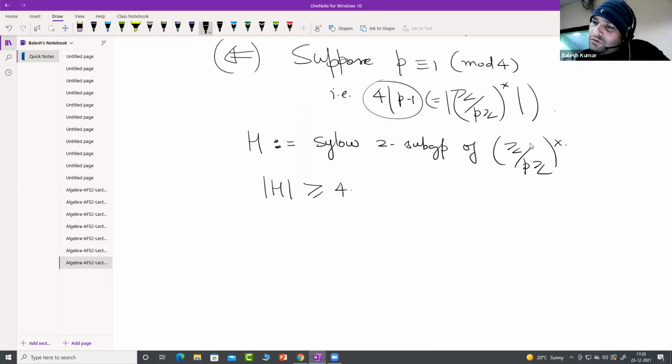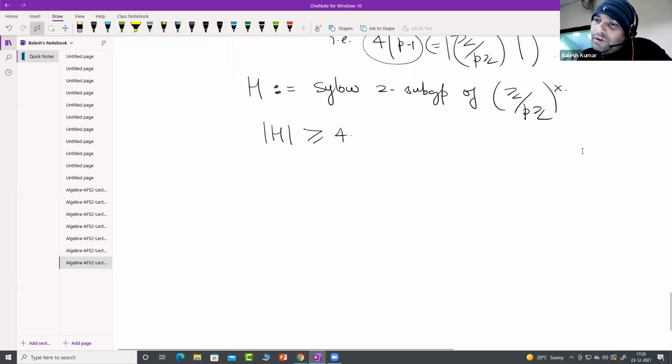Yeah, and so maybe more powers of 2 divide, and the Sylow 2 subgroup is the maximal such order. But since we know this much, we can say that the order of H is at least 4. And so therefore in H we will have an element A belonging to H such that A is not equal to plus or minus 1. Yeah, because H contains at least 4 elements.